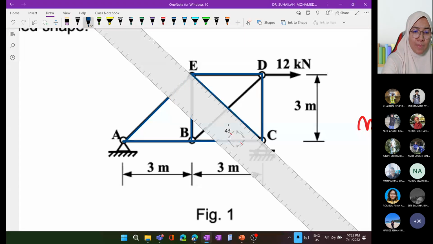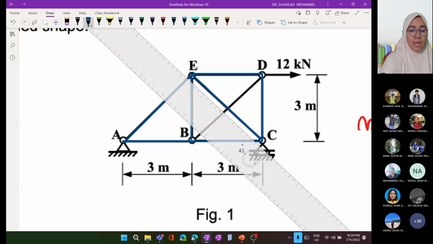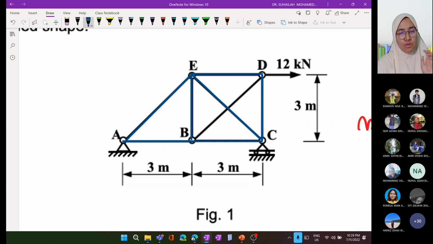And at that time, the learning outcome for truss topic is like this. Students should be able to determine or to calculate reaction in determinate truss. Number 2, students should be able to calculate member forces using method of joint, using method of section. At that time, you had to show how you calculate using method of joint.